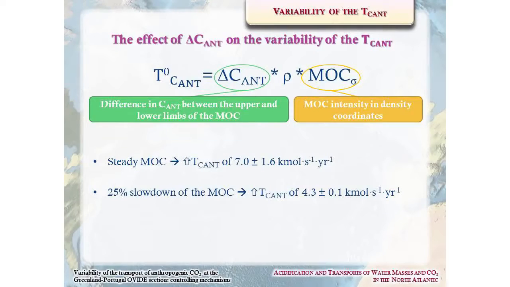And using this estimator, we can infer the relative contribution, at long time scales, of the increase in anthropogenic CO2 and of the circulation to the transport of anthropogenic CO2 across the section.